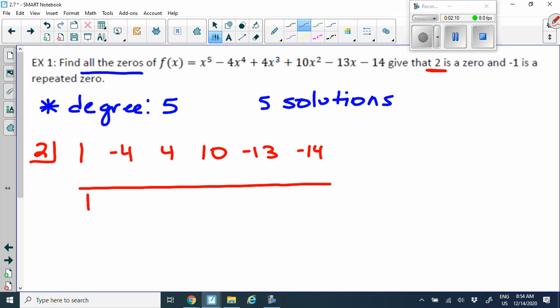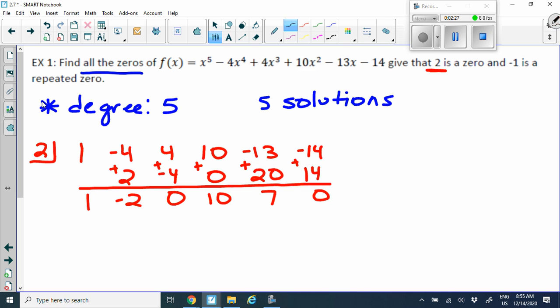So I multiply, -2, -4, so I get 0. That'll be 0, 10, 2, that'll be 20. I get 7 when I add here. 7 times 2 gives me 14, and we do get 0. So don't forget, when they give you a zero, you should get 0 as a remainder.